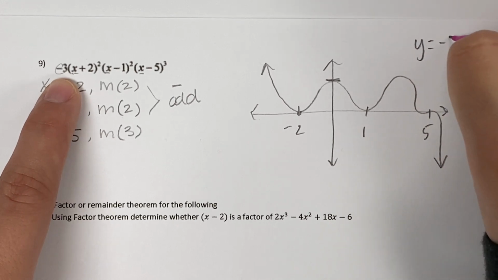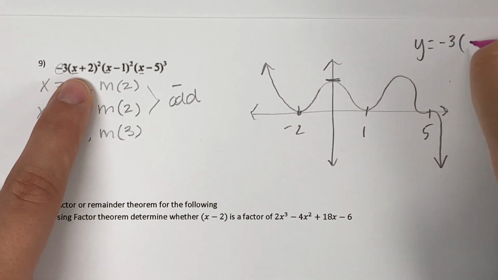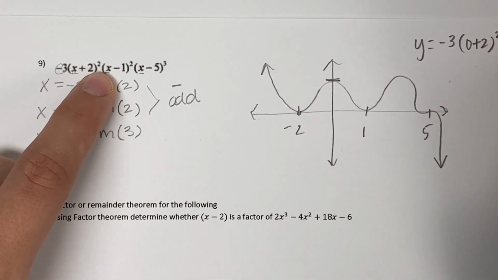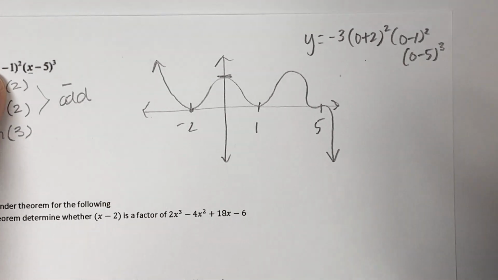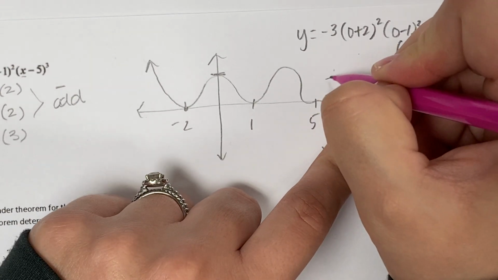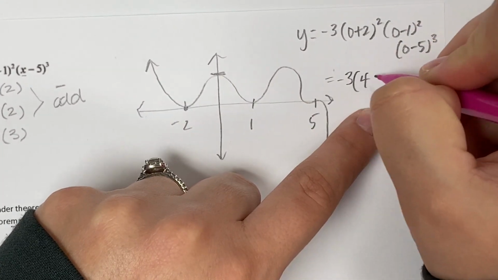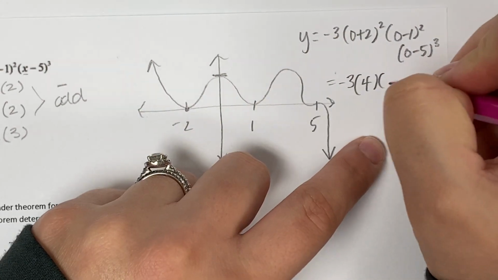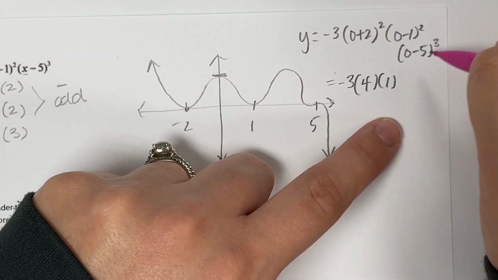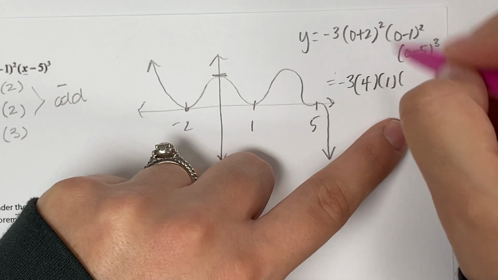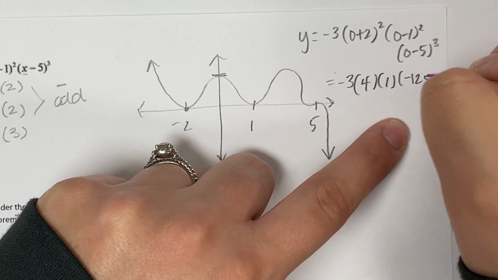So that'll be negative 3, (0 plus 2) squared, (0 minus 1) squared, (0 minus 5) cubed. Oh, sorry. So let's go ahead and start evaluating. So that's negative 3. This will be 2 to the second. That's 4. Negative 1 squared is positive 1. And negative 5 cubed will be negative 125.